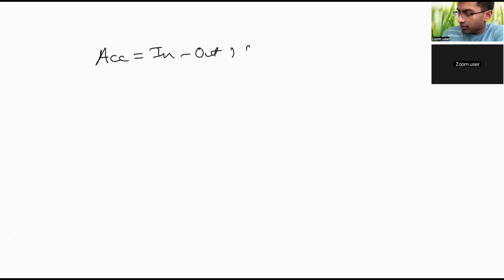Remember, our overall balance is accumulation equals in minus out plus generation minus consumption. This was mentioned in the last video, so if you want to watch that, again, the card's there, and I will also put the link to that video in the description below.